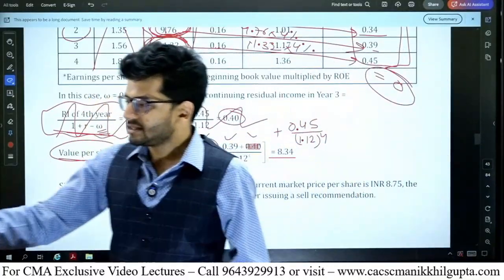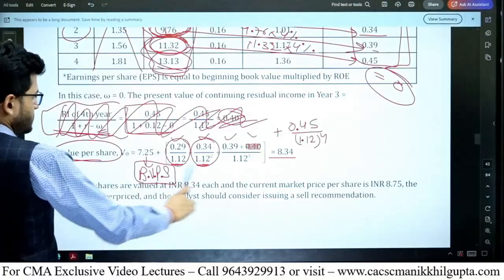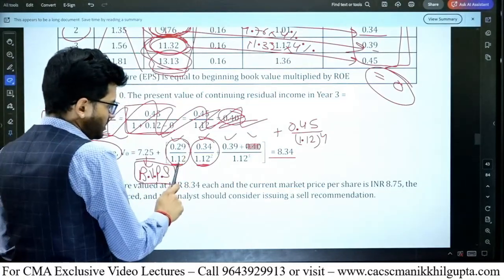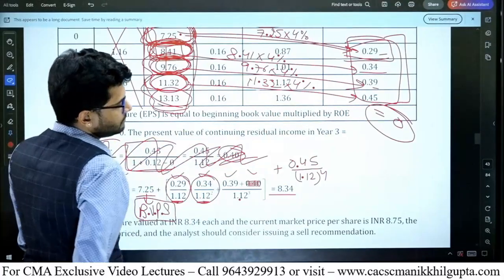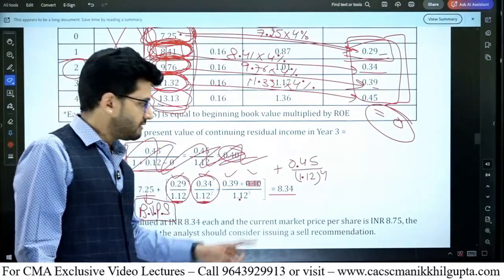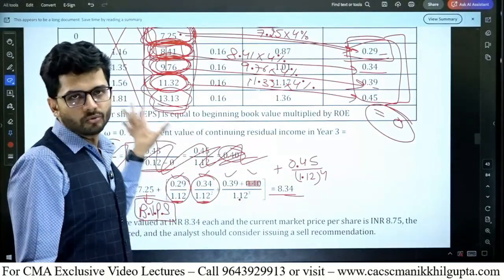This will confuse you. This is a useless calculation. So don't go in this calculation at all. You just use this calculation, 7.25 plus this factor plus this factor plus this factor plus this factor, 0.05 which is 4th year's income, divided by 1.12 raised to the power 4. Your answer will absolutely be the same, which is 8.34. Take the easier route.